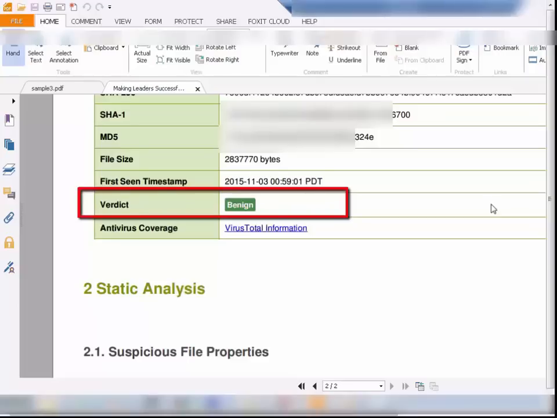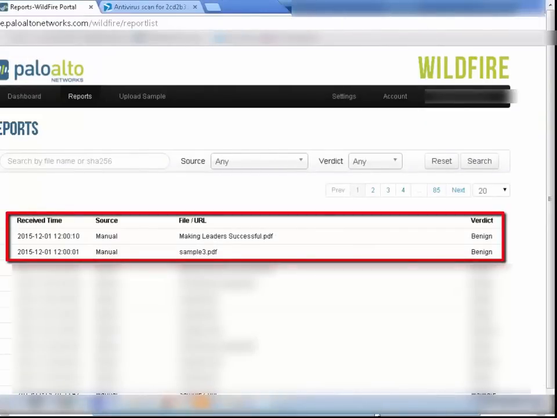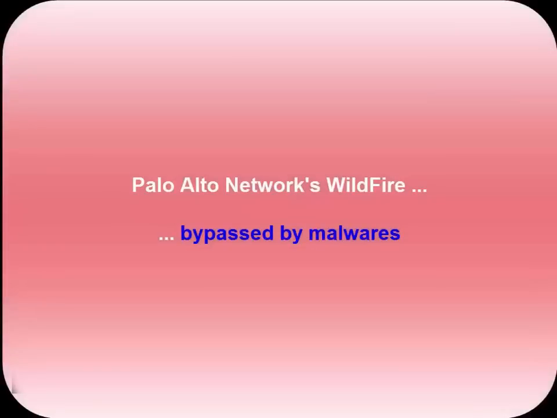This demonstrates that Palo Alto Networks' WildFire can be evaded by both known and unknown malware. Now, should these types of files be miscategorized and introduced to a network, they would be allowed to spread inside the network.